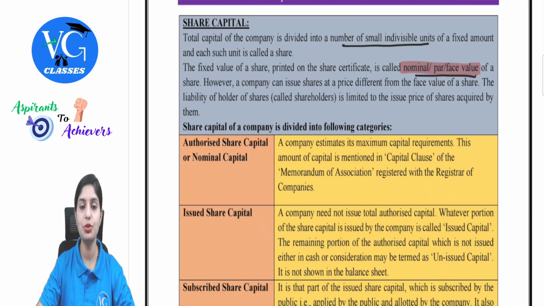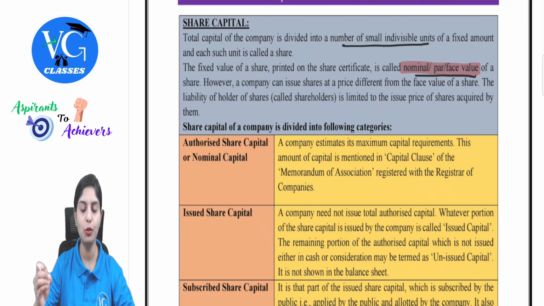However, a company can issue shares at price different from the face value of a share. So there are two things, guys. One side there is nominal, par or face value. On the other side there is issue price. The company can decide its issue price. We will understand these points later.